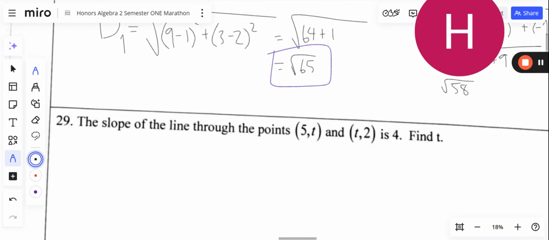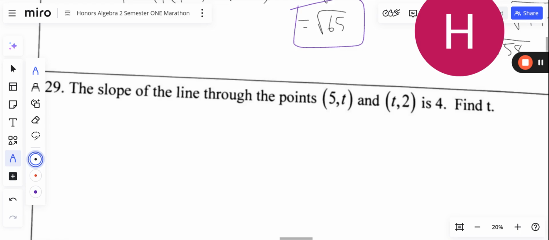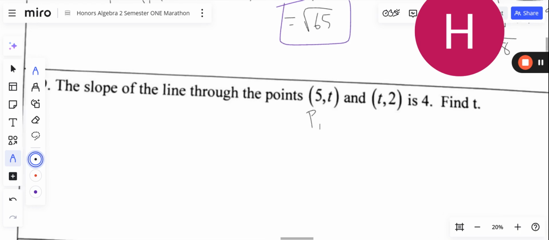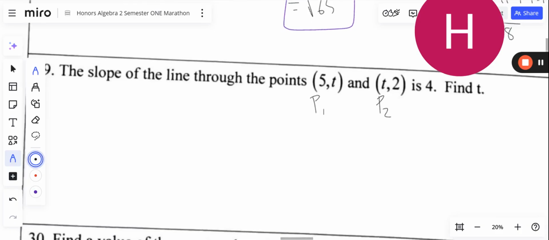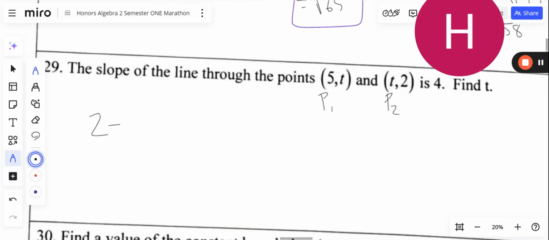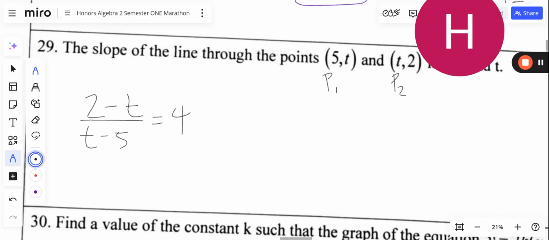Here's a little more about slopes of lines. It's telling us the slope of the line through these 2 points, let's call this point 1, let's call this point 2, is equal to 4. So let's just set up the equation of the slope. T is the y1 and 2 is the y2. So we have 2 minus t over x2 minus x1, t minus 5 equals 4. And solving that really just comes down to multiplying both sides by t minus 5. And you can easily solve this. It's like a two-step linear equation here.